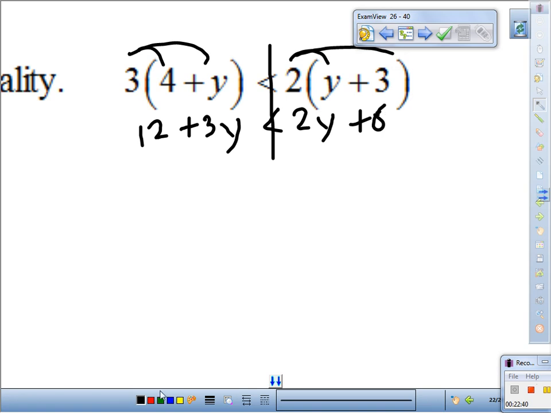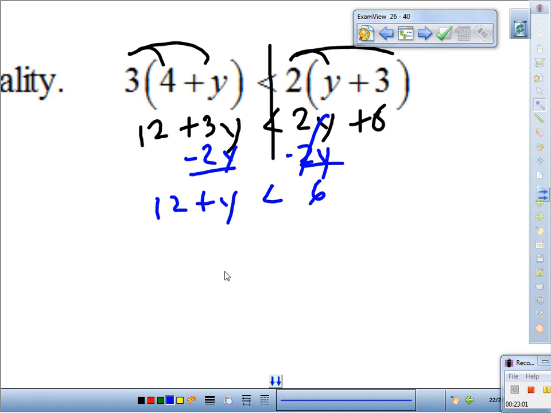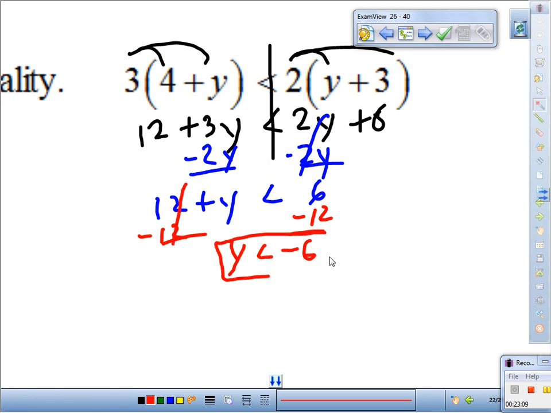Are we there so far? All right. Smallest variable. Are you guys all right? Minus 2y minus 2y. And we're left with 12 plus y less than 6 in my last step. Minus 12 minus 12. Y less than negative 6. Am I done? No, I need to graph this.